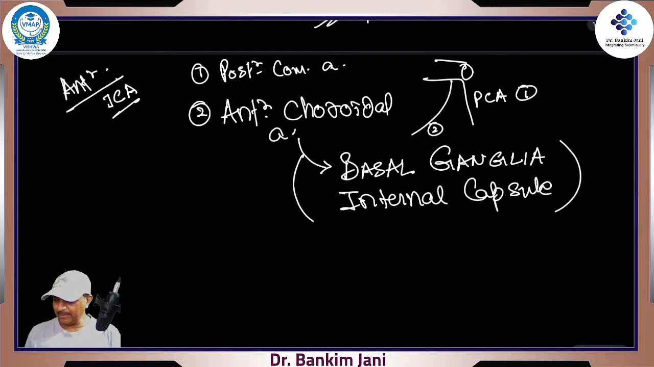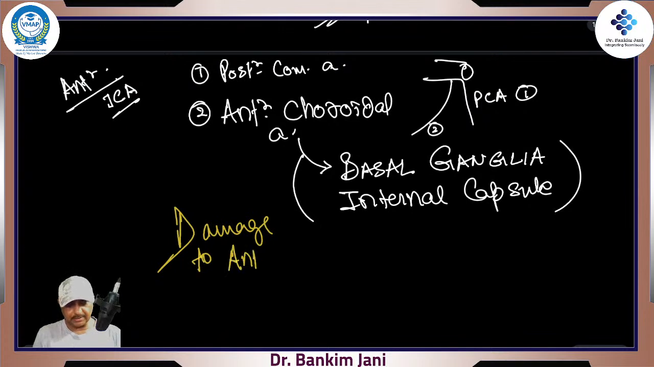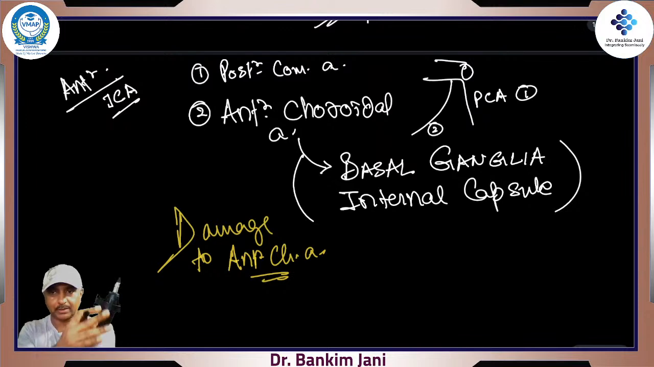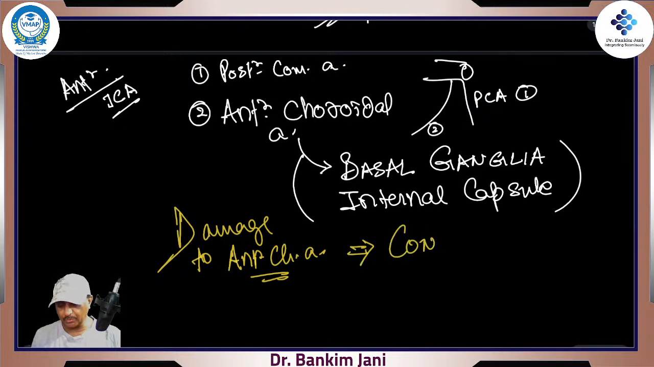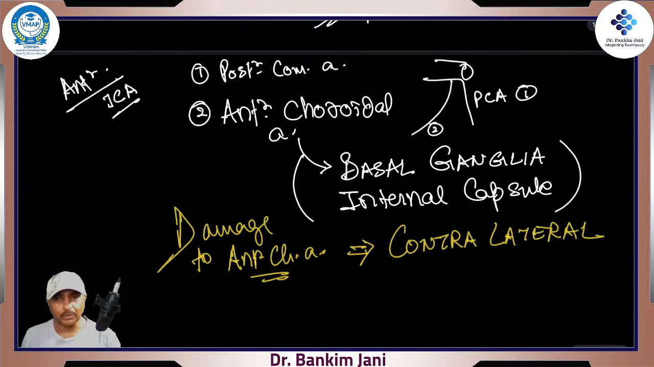Interestingly, whenever there is damage, I'm changing the color, right? Damage to this anterior choroidal artery. Now over here the fibers would be crossing, right? When the fibers cross, that means there would be contralateral involvement. What would happen? Contralateral means opposite side, right? There would be contralateral hemiplegia.